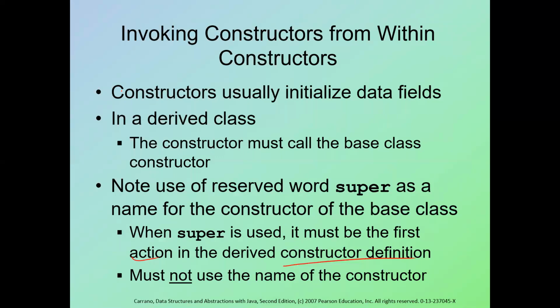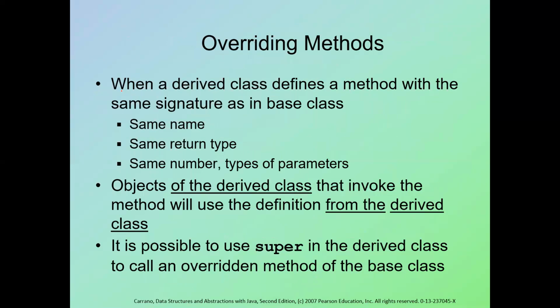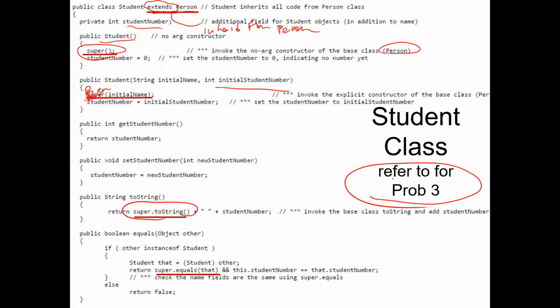Okay, then you can override methods. That's when the derived class defines a method with the same signature as the base class, has the same method name, the same return type, and the same number and types of parameters. And is there an example of an overridden method in, I've got so many things on here, let me just erase.